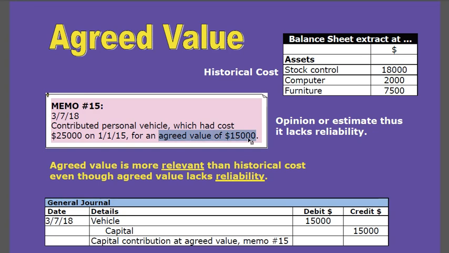It's possible that the owner, perhaps in conjunction with the accountant or an expert in valuation, has come up with this $15,000 figure. It probably or hopefully reflects a very accurate market value of that particular vehicle now. But it still does involve estimation. It still is an opinion, and therefore it lacks the reliability that we normally associate with valuations of assets in the balance sheet.